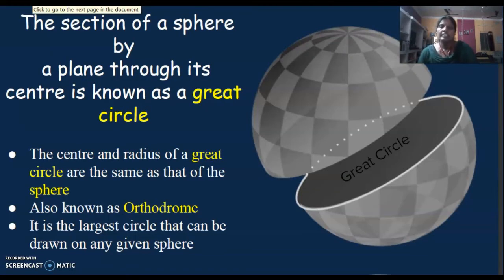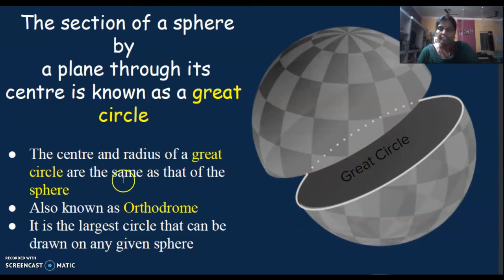Now, the section of a sphere by a plane through its center is known as a great circle. We can divide a sphere by its center. See, this is a sphere. The whole figure represents a sphere. I can cut the sphere in the center, that is, the middle. That is, we get a circle, that is a great circle.